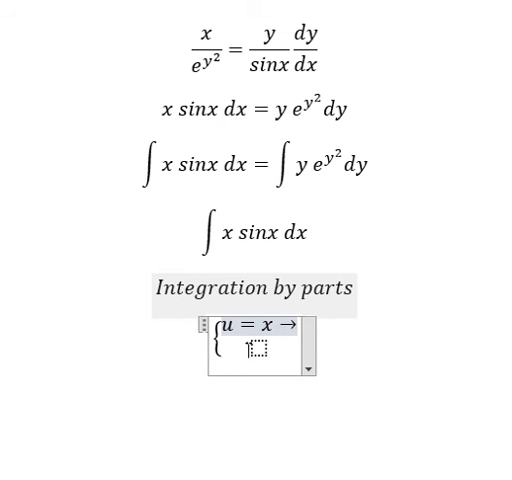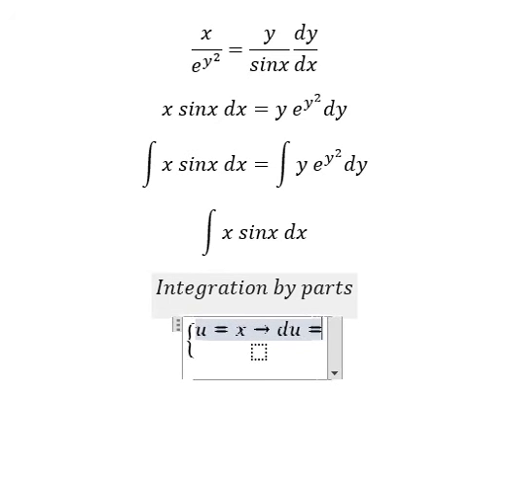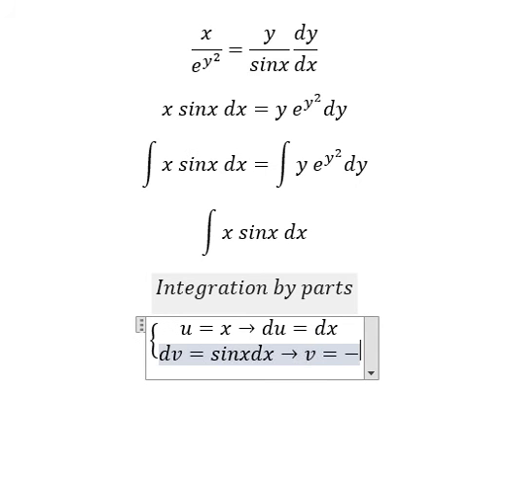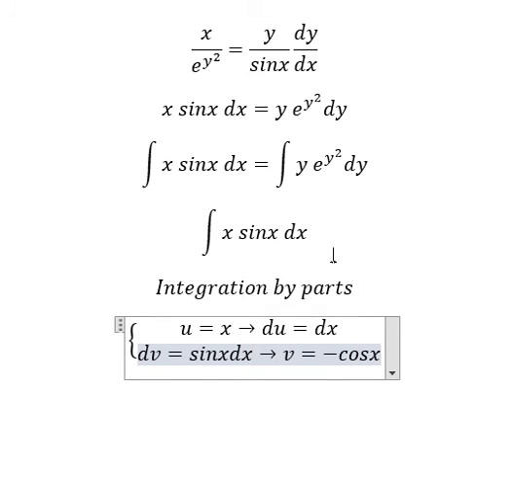After that, we first take the derivative of both sides, and we have du equals ds, and dv is sine s ds. The integration of this one gives v equals negative cosine s.